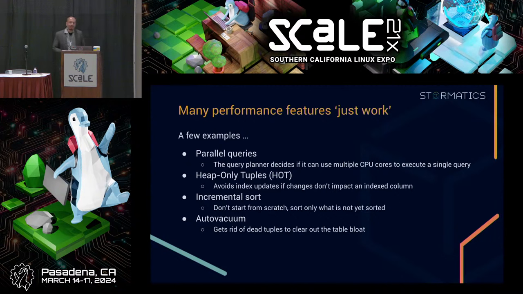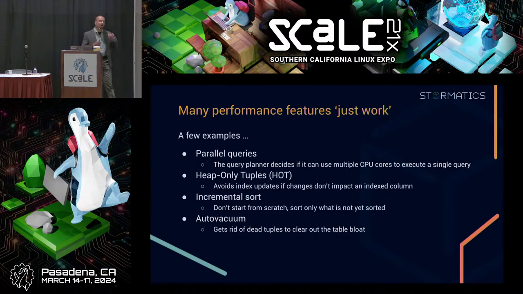And a few highlights, and these are just examples. There are many such examples in Postgres. Performance features that just work. You really don't need to do anything to invoke these features or make them work. Postgres is intelligent enough to, for example, plan for parallel query execution, leveraging the multiple cores that are available to it if it can.